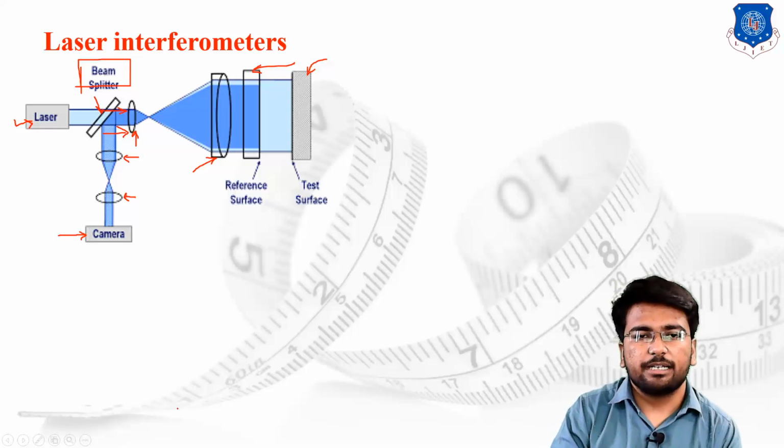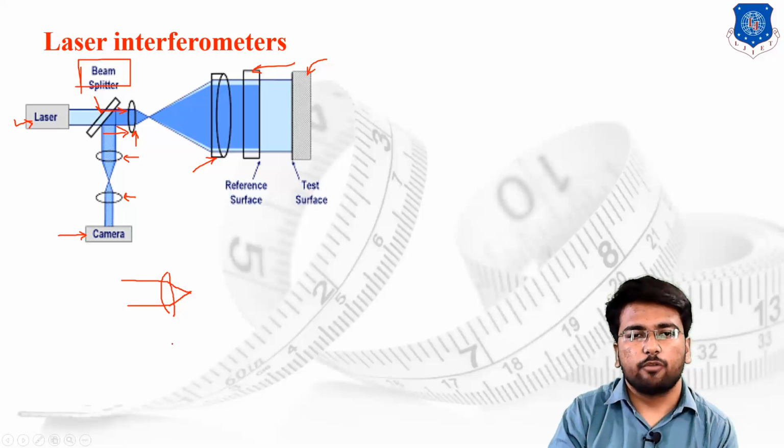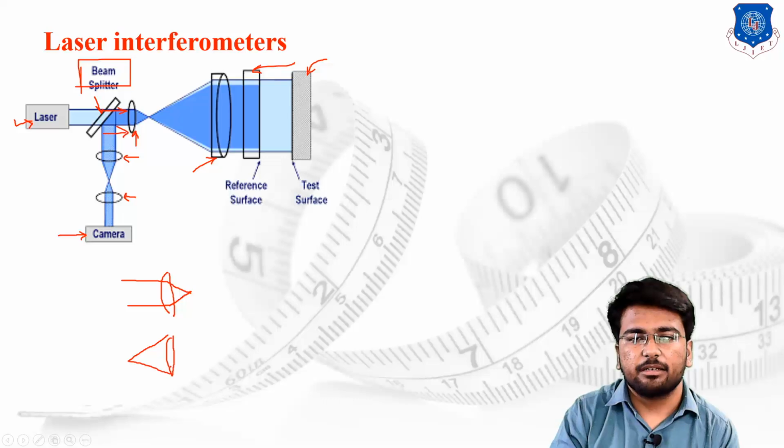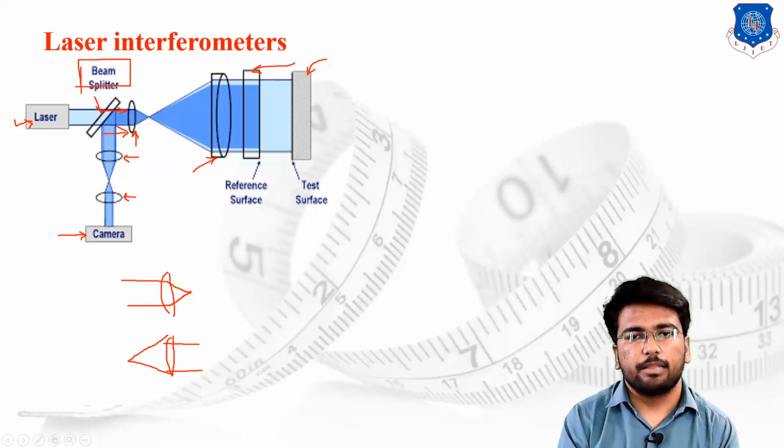As we all know, the lens works on two different concepts. If the light rays are coming in a parallel beam, then it will try to focus all the light rays at the focal point, and vice versa. If from a single point the light rays are coming in a divergent manner, then the lens will try to make a beam of parallel light rays, or we can say a parallel beam of lasers.